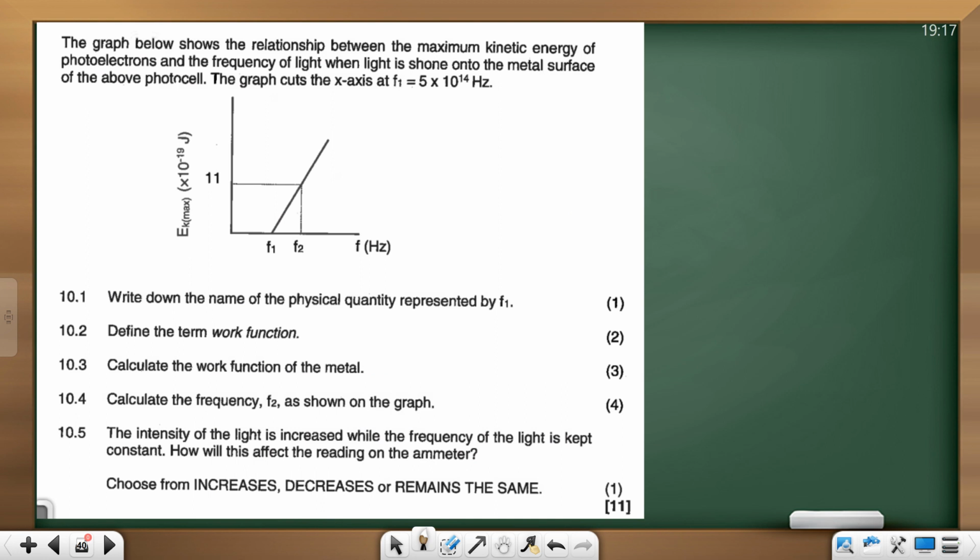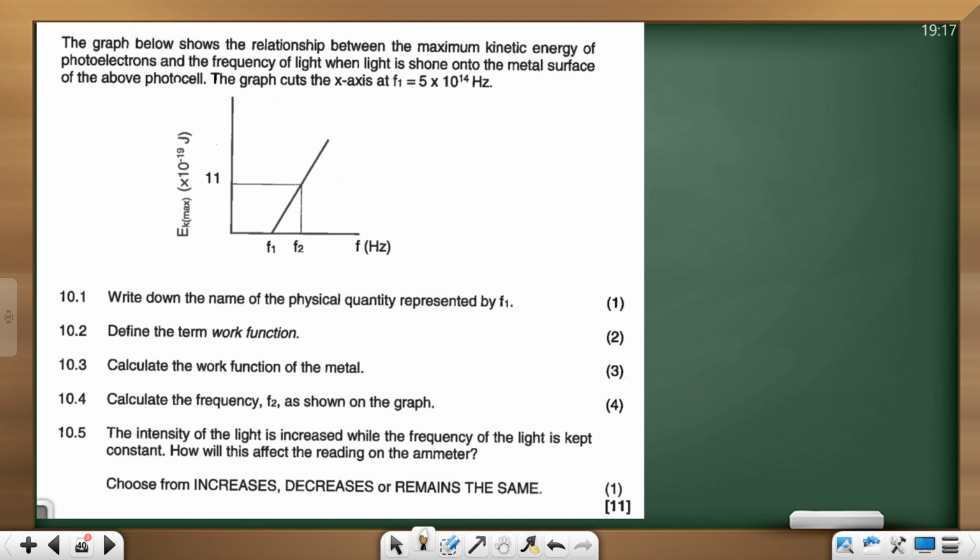Look at 10.1. Write down the name of the physical quantity represented by F1, threshold frequency. I am done. Make sense? Elena is thinking, oh my God, they didn't teach us this one. Check 10.5. The intensity of the light is increased while the frequency of the light is kept constant. We have answered this. How will this affect the reading on the ammeter? It's in your notes. What's the answer? It will increase. Done. 1 mark.